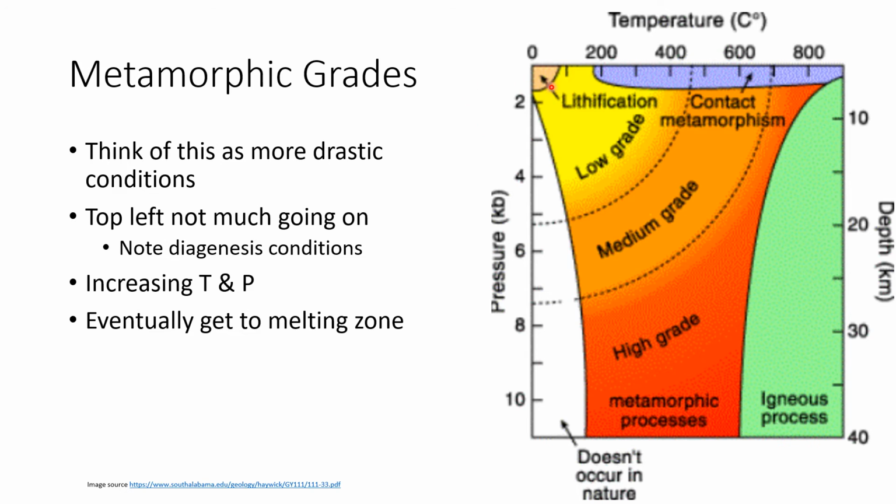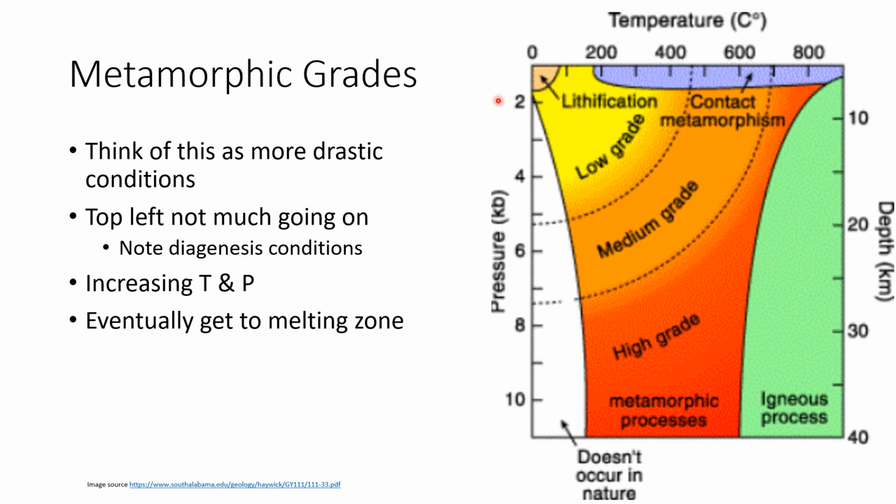But we get more and more drastic conditions as we go down and to the right, down and or to the right on this diagram. So that's because of the increasing temperature going to the right, the increasing pressure going down. And if we go far enough, we'll eventually get to a zone where we're starting to melt. Igneous processes, so we're talking about melting the rock and going to a magma.